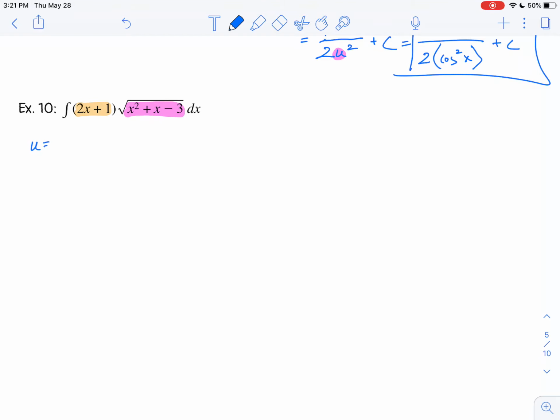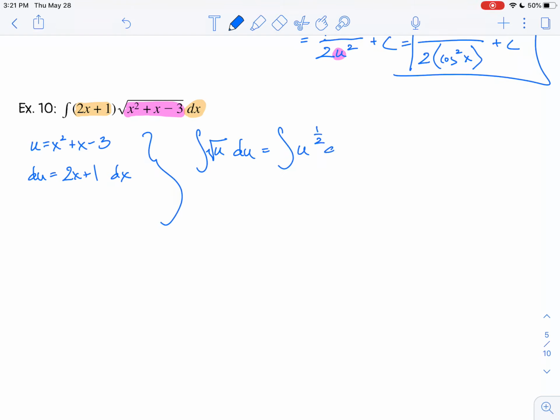So we're going to pick u to be x squared plus x minus 3. That gives us du equals 2x plus 1 dx. Now that matches everything perfectly, right? My whole integrand is color-coded, so I'm not missing anything. What this means is that I now have the integral of u inside of a square root du. And we want to know that that's the same as the integral of u to the 1/2 du.